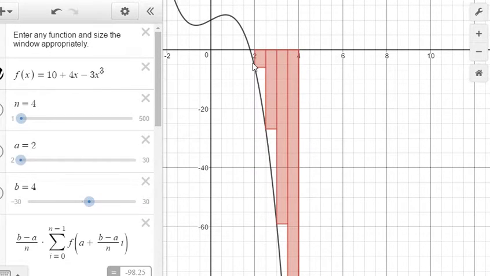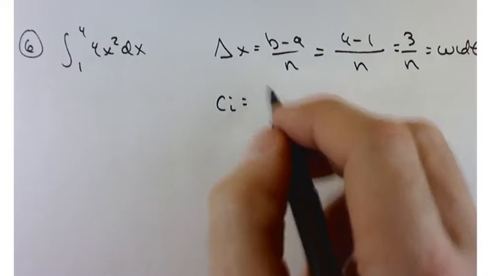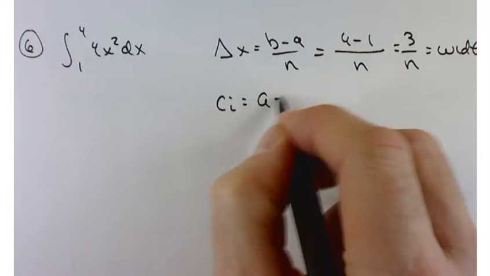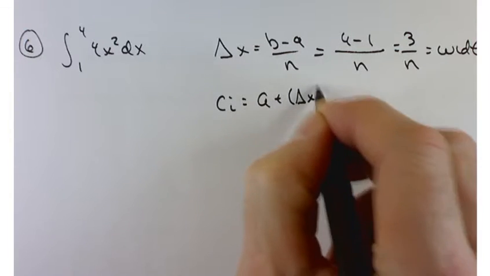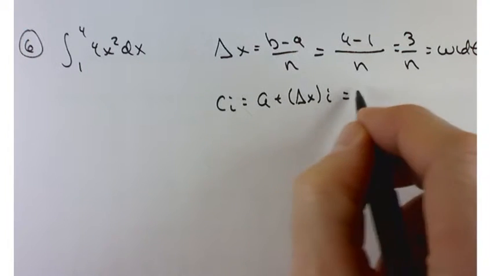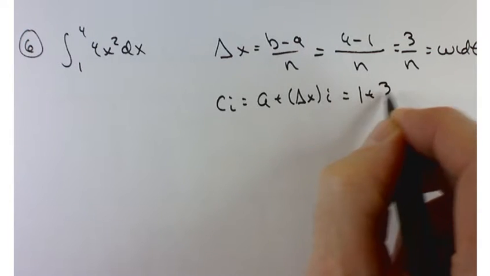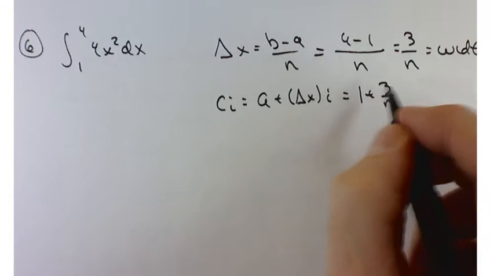So delta x, that's the width of these. The height depends on where you want to calculate it. These are calculated as the left-hand endpoint. So the y-coordinate at the left-hand endpoint. Let's move back over here. C sub i is going to be a plus delta x times i. In this case, 1 plus 3 over n times i.